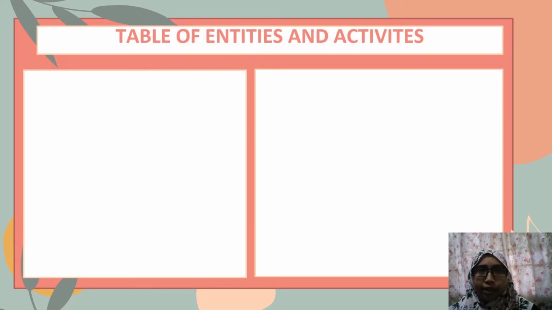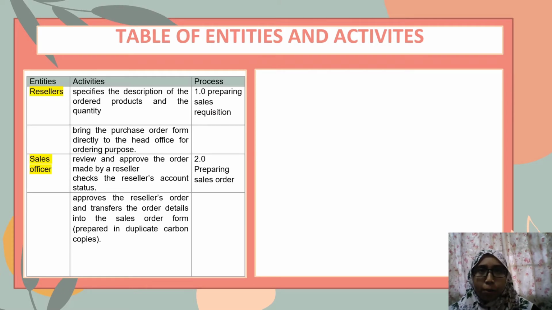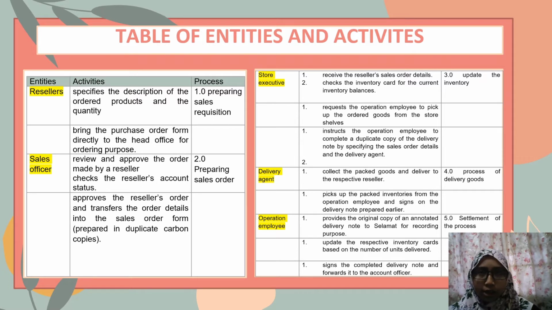Table of entities and activities is very important in providing clearer job scope responsible by respective entities and helps in preparing the DFD and the flowchart. In our case, this is how we prepare our table of entities and activities in a simple and precise way. From the table, we can identify 5 entities involved, which are reseller, sales officer, store executive, delivery agent, and operation employee. All of them have their own activities in order to prepare the sale order from the customer.